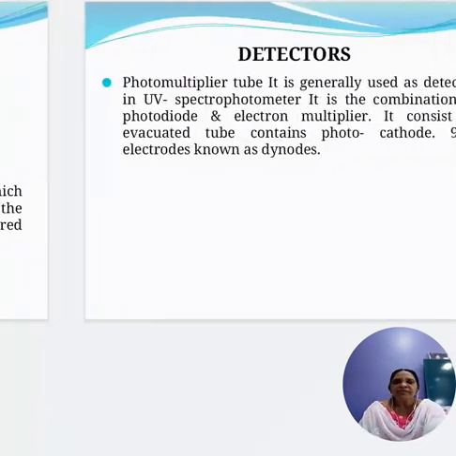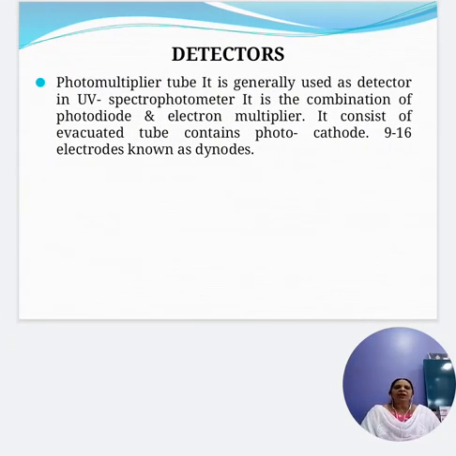Then we have photomultiplier tubes. The photomultiplier tube is generally used as a detector in UV spectrophotometers.